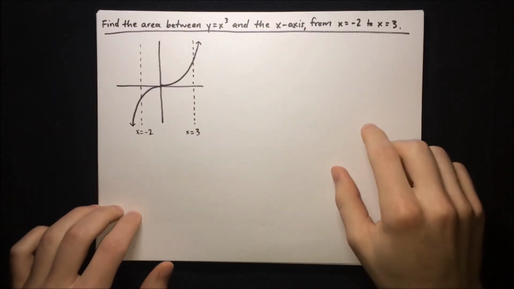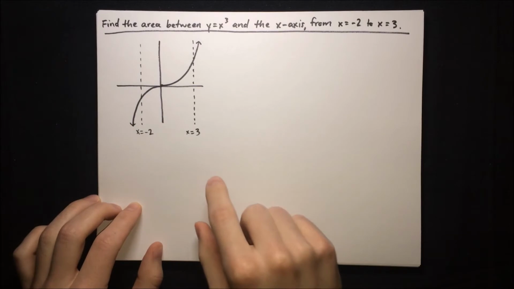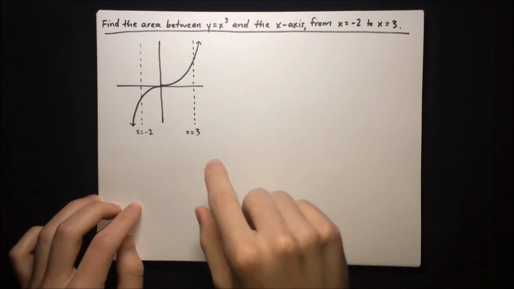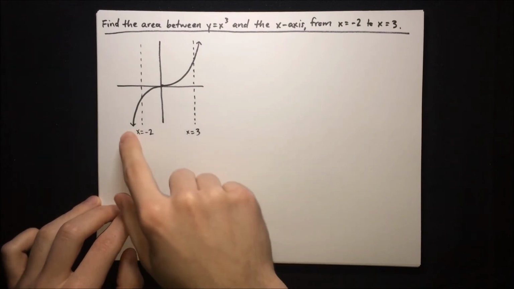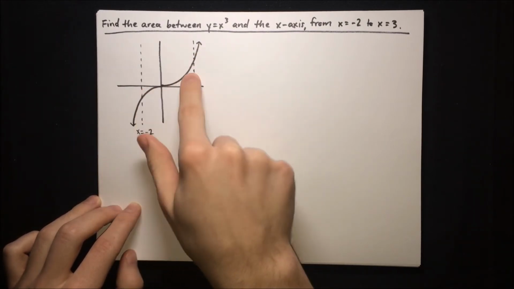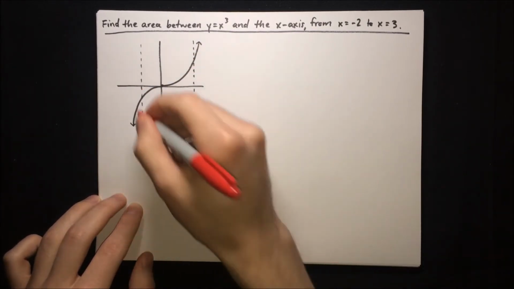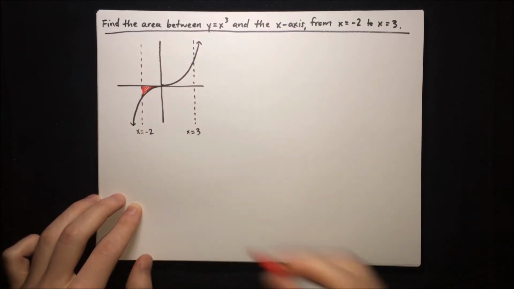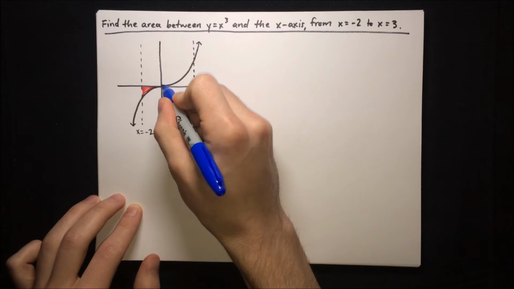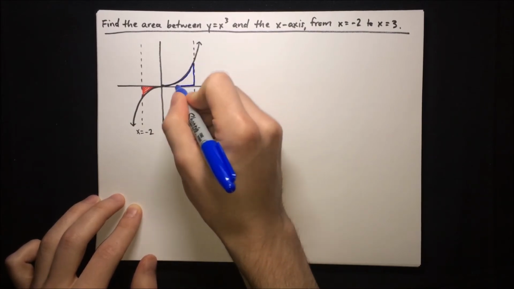Here's another tricky example. This one's a little bit tricky because we actually are going to need to split the area up into 2 segments. So we want to find the area between this function and the x-axis. And we've got a section here that's below the x-axis, and another section here that's above the x-axis.